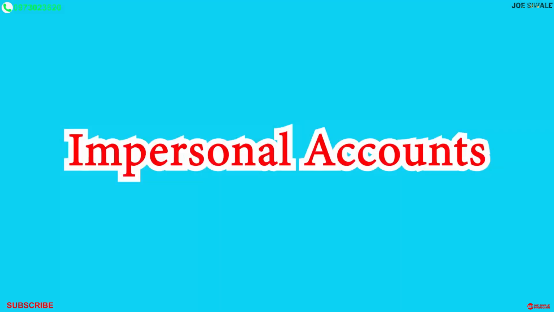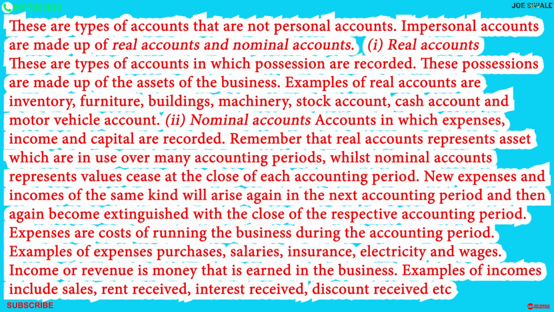Then let us now look at impersonal accounts. Impersonal accounts are types of accounts that are not personal accounts. They are made up of real accounts and nominal accounts. So what are real accounts? Real accounts are types of accounts in which positions are recorded. These positions are made up of assets of the business. Examples of real accounts are inventory, furniture, buildings, machinery, stock account, cash account, and motor vehicle account.